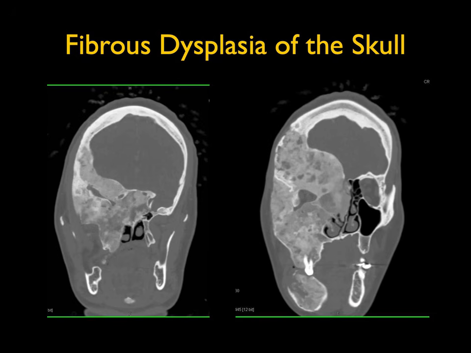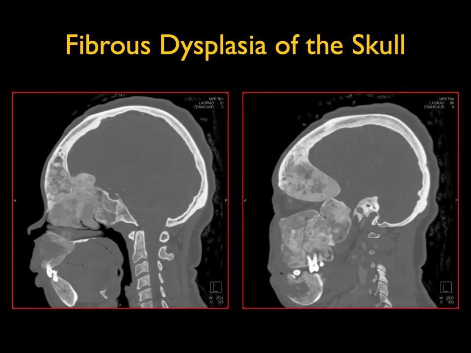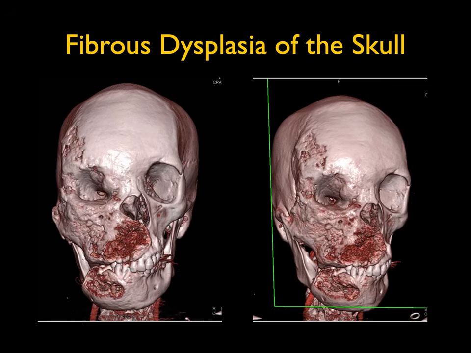Look at it, the coronal view. You can imagine the patient's lack of vision from that orbit, changes related to the frontal bone, changes related to the maxillary cavity. Here it is on the sagittal views. And again, really impressive involvement. And here's how it looks in the 3D imaging.